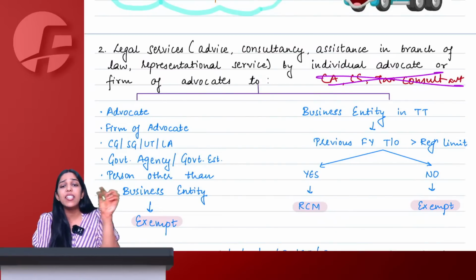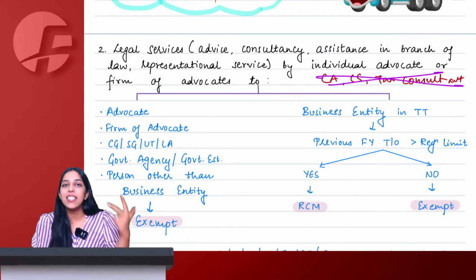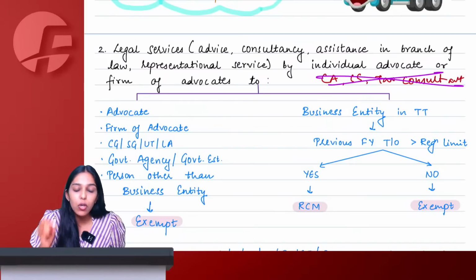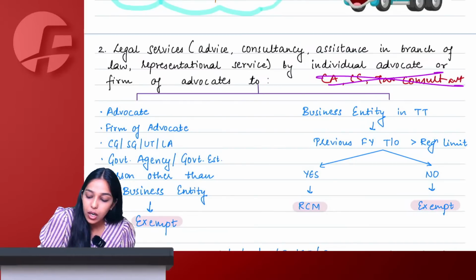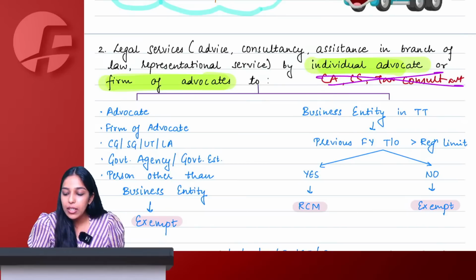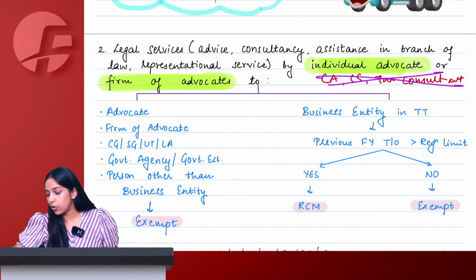So you can just write and strike off that for CA, CS, tax consultants, etc. This point is not applicable. This point is applicable only and only if an individual advocate or a firm of advocates is providing legal services. Say yes or no.